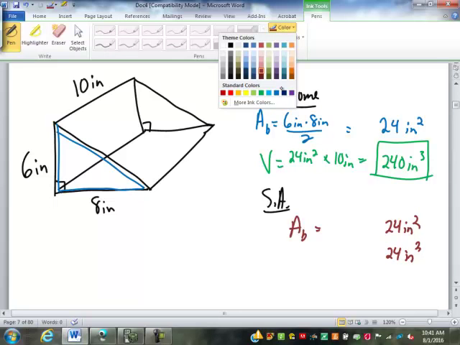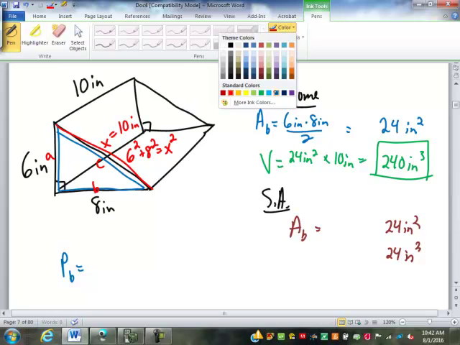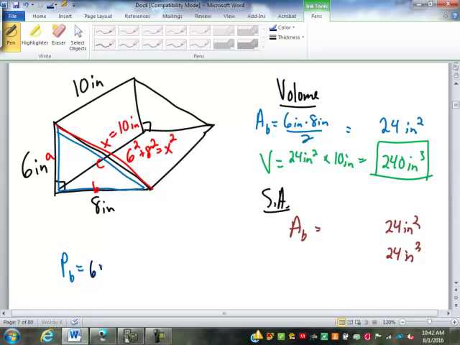And now we have to do our lateral area. For the lateral area, we need the perimeter of the base. And to do that, we need to know this length here. Make this A, B, and C. This is 6 squared plus 8 squared equals x squared. We figure that out, x comes out to be 10 inches. So the perimeter of my base is 6 plus 8 plus 10, which is 24 inches.